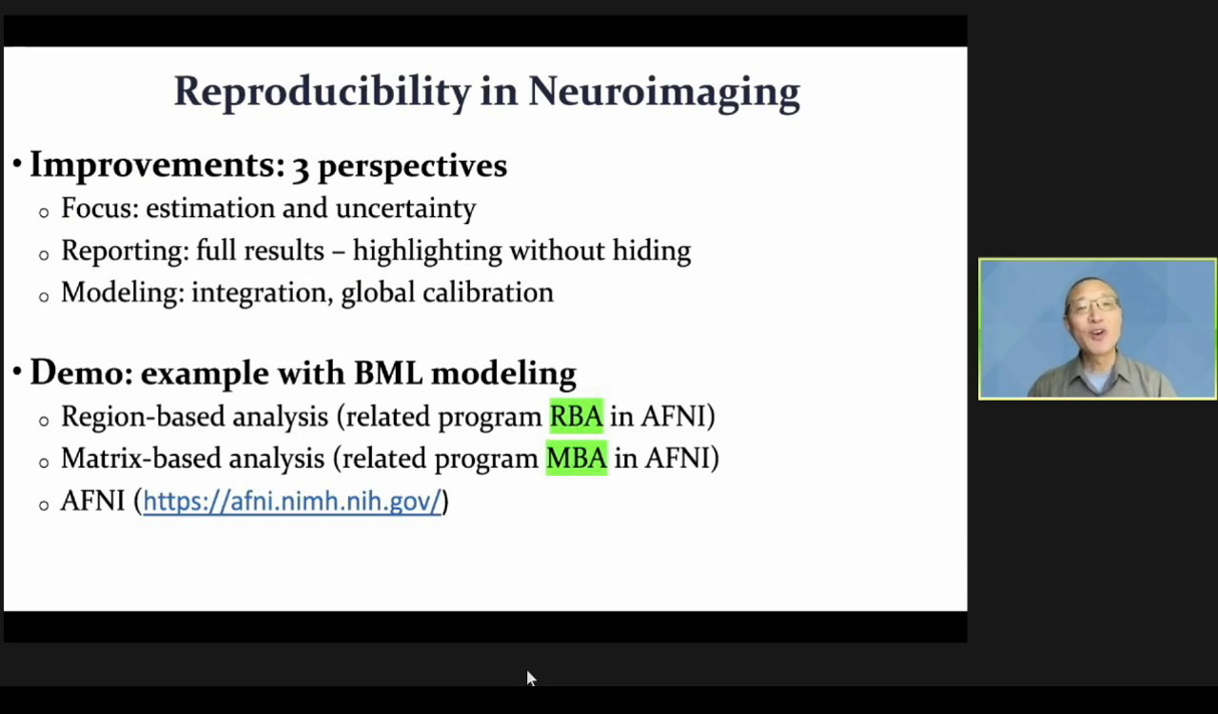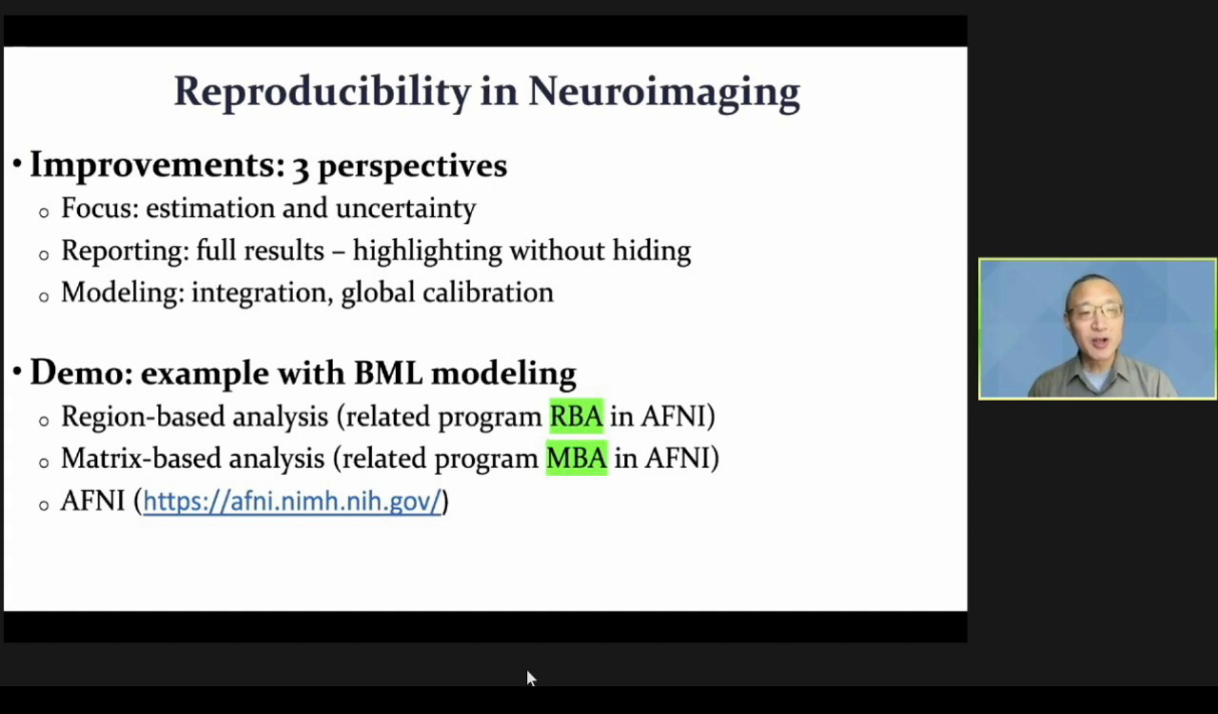So we offer three better perspectives. The first, I suppose we can focus on the full results, the estimation and their uncertainty. We don't really have to focus on the statistical value. Second of all, we can present the full results. You can highlight some of them, but you don't have to highlight the rest. Don't create some artificial bias.